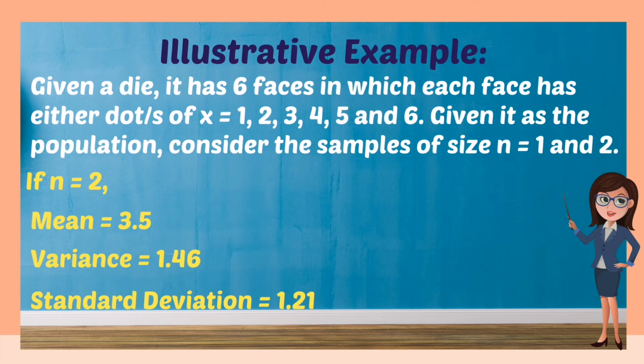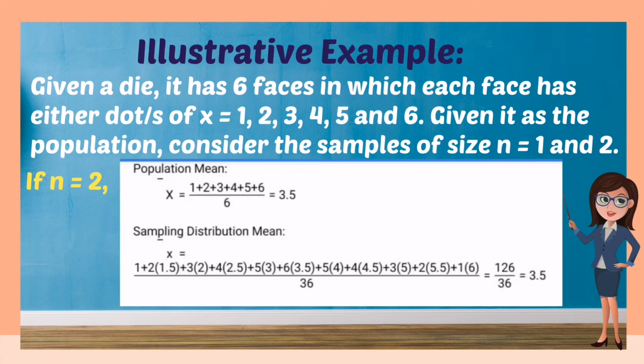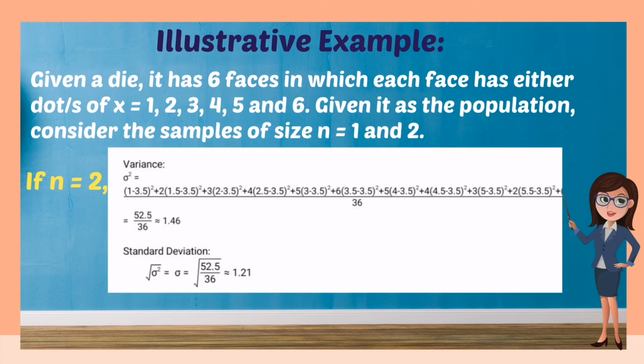And now, considering the same illustrative example on a die, you're going to have samples of size n is equal to 2. So if n is equal to 2, we have another set of mean, variance, and standard deviation, which is equal to population mean of 3.5. So also the sampling distribution mean, which is 3.5. A variance of 1.46 and a standard deviation of 1.21. And the same with the previous example, this is the solution for the mean, variance, and the standard deviation.